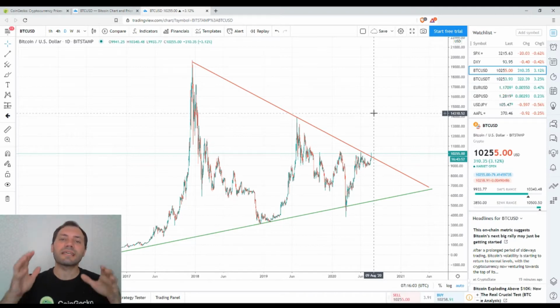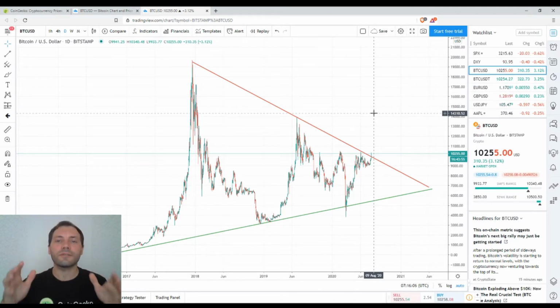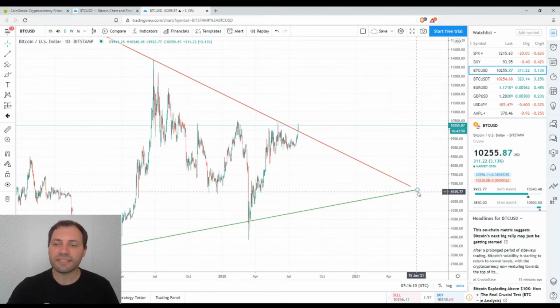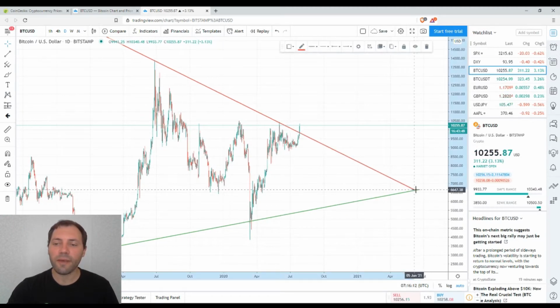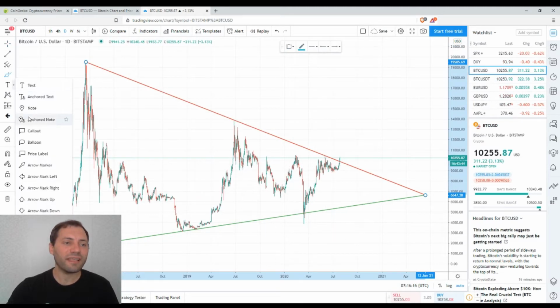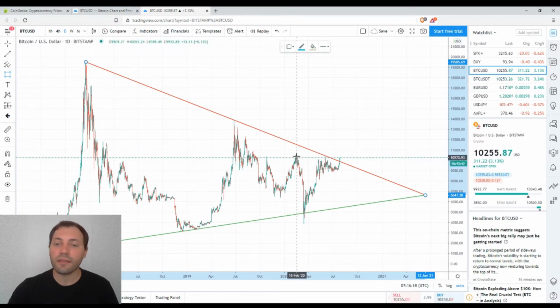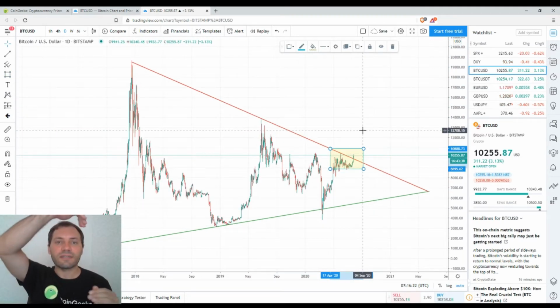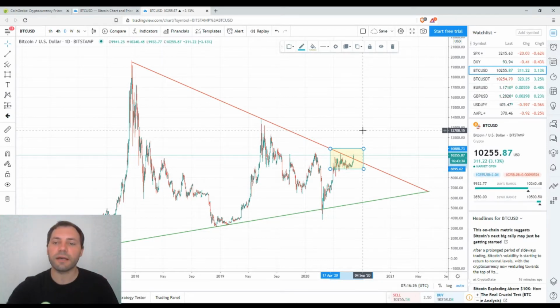We know that this is a typical continuation pattern. And what is the most interesting thing is that at the moment, the price chart of Bitcoin is trying to break out and actually to break through the upper line of the descending channel, or this is the downtrend or the descending line, and to renew the uptrend.